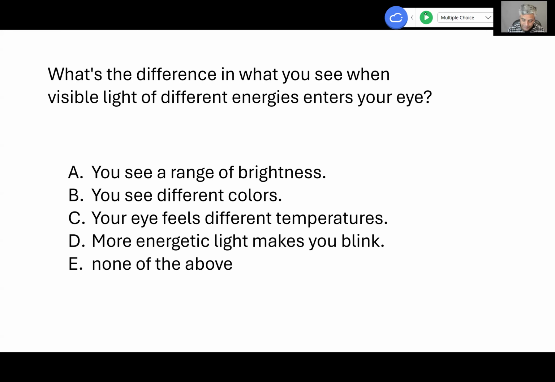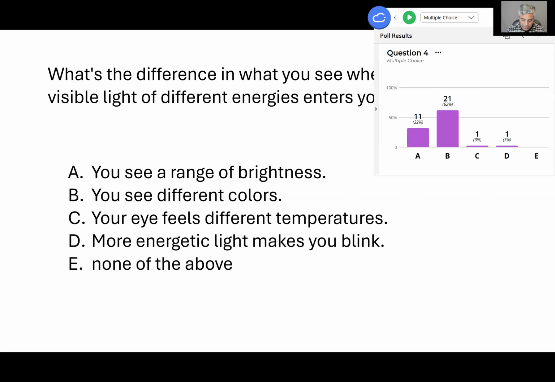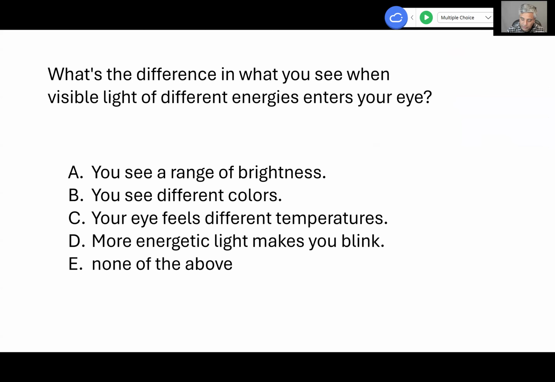Okay, let's see what we got here. So yes, it is the color, the different color we see, not the different brightness. Brightness depends on amplitude, not the frequency. And amplitude and frequency are different things.